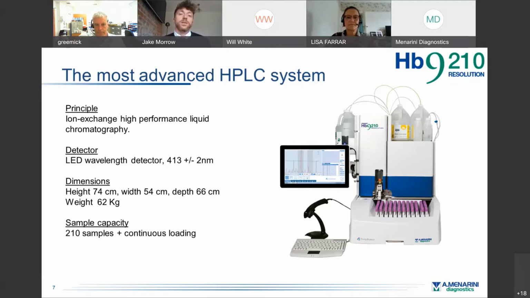The dimensions of the Hb9210, this ion exchange HPLC system, are all contained within a neat small footprint. You can see the dimensions here. It's only 74 centimeters high, 54 wide, and 66 centimeters deep. Those dimensions also include the built-in CPU, and as you can see in the picture here on your right, you have a 15-inch high-definition colour display on an arm, so it doesn't affect any actual bench space.